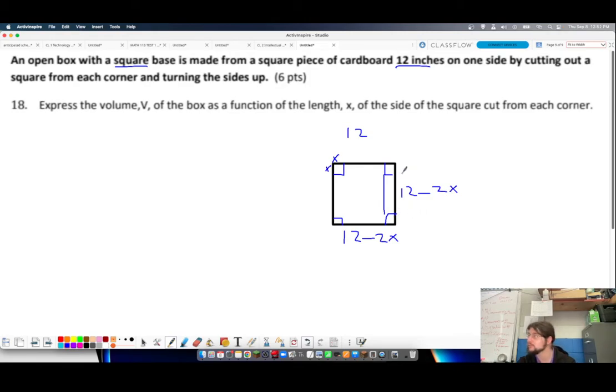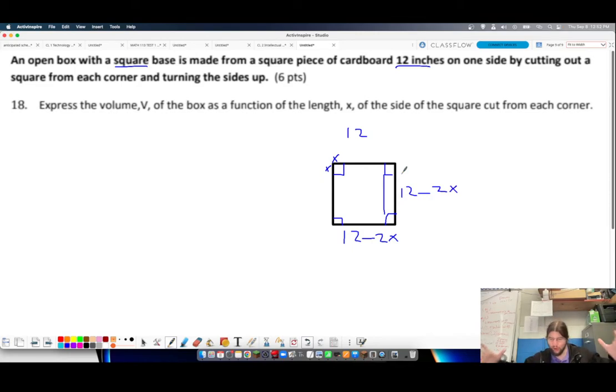Why are we cutting off these squares? So we can fold the thing. Look at this box right here. Pretend this was a solid square before, or rectangle, and they cut off this right here so they could fold it up. That's what we're doing right here. So how tall is it going to be? X, just X. It's X tall. We're folding it up.